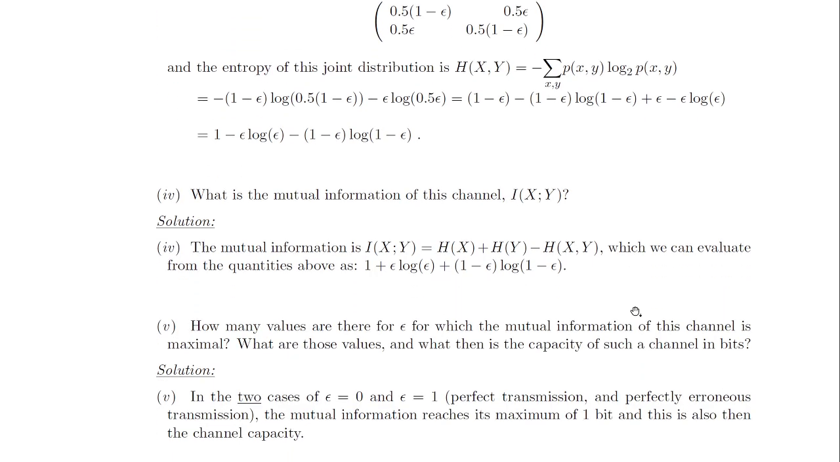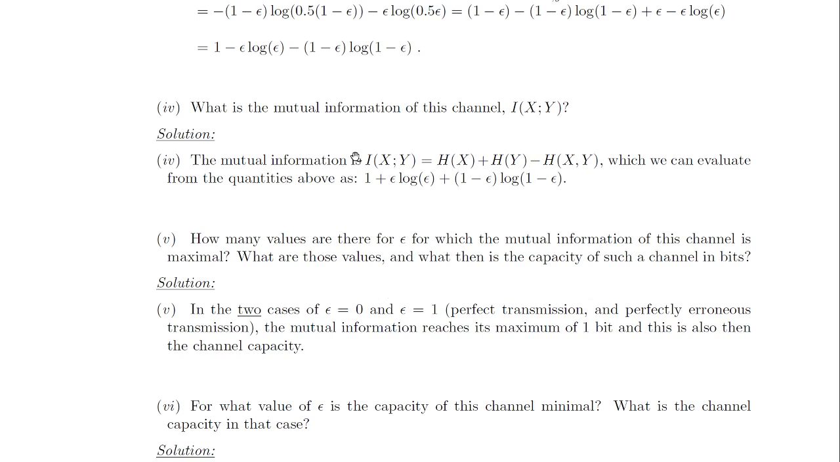And finally, you're asked, what is the mutual information of this channel? Well, we have several ways to calculate that. One way is to use this method. We haven't used this method before, but it's one of the three alternatives for defining the mutual information. Again, in reference to the Venn diagram, it's the sum of the ovals minus their union, the joint entropy, which we've just calculated, and all three of these terms are now available to us. We know that this is one, and we've just got this expression up here for the joint entropy. Therefore, combine them all together, and we get this expression for the mutual information.